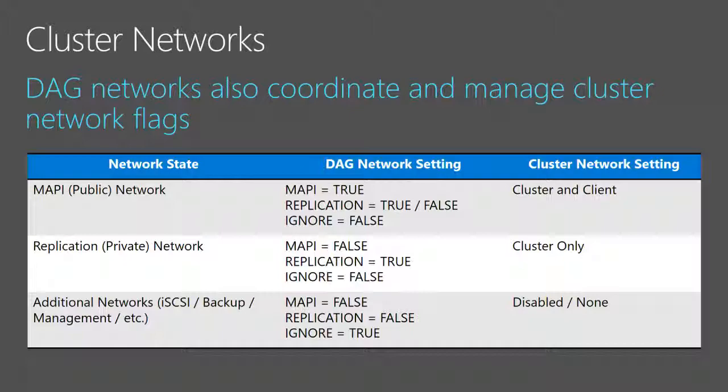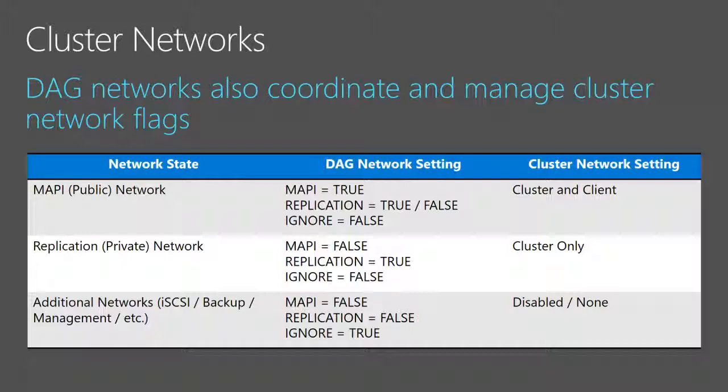Exchange will create them manually, so you don't need to manage your cluster networks. And in fact, you shouldn't be changing the client access settings on them unless you're creating a backup network or an iSCSI network or some other network that you want the DAG to ignore. In that case, you would set the DAG flag to ignore equals true. Doing that tells Exchange that yes, there's another network interface here, and the administrator has a purpose for it, but it's unrelated to Exchange.